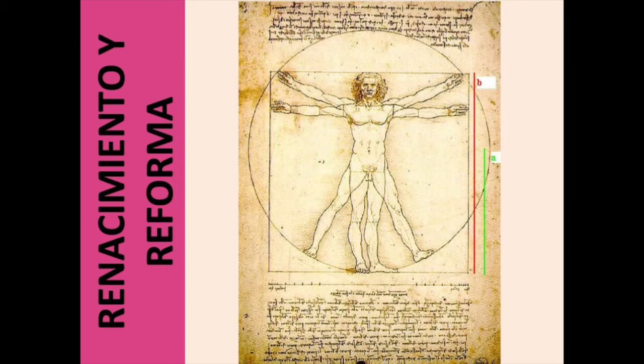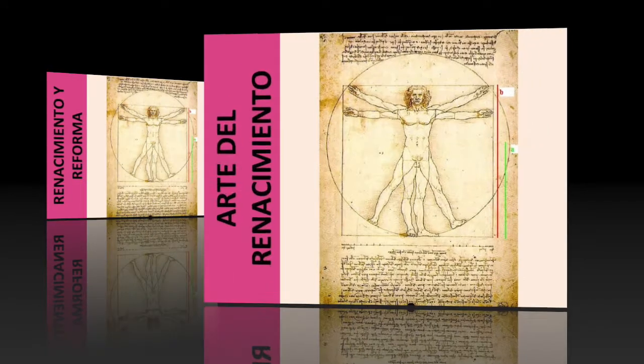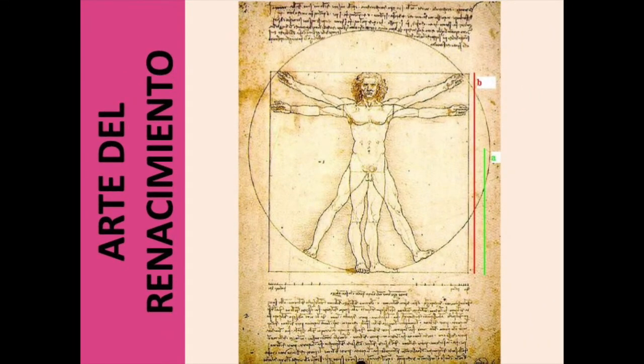We continue with Unit 7, Renaissance and Reformation, next. And we continue, of course, talking about Renaissance art. Today we're going to focus on the Cinquecento paintings.